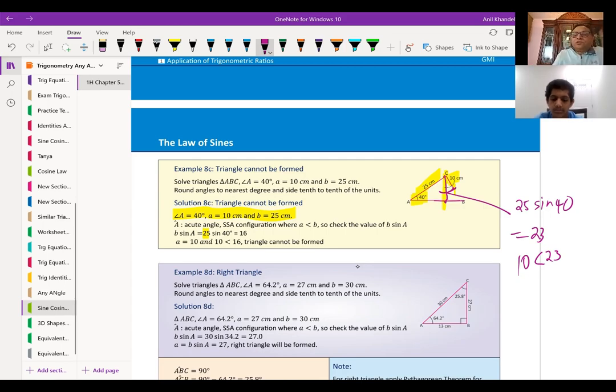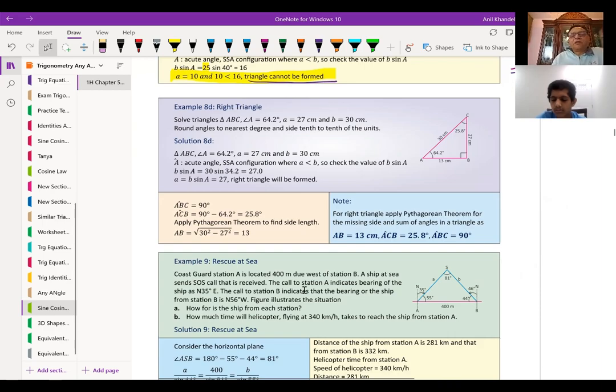So this length should be longer, right, to make a full triangle? Or exactly equal to the length of the perpendicular. If it is longer, it can form two triangles. Do you see that? That's the whole idea. In this particular case, we see that this is shorter, so it cannot form a triangle, correct? So A is 10, which is less than 16. Well, I calculated, 25 sine 40 degrees was 16, not 23. Less than 16, therefore a triangle cannot be formed. Is that clear to you? Yeah.